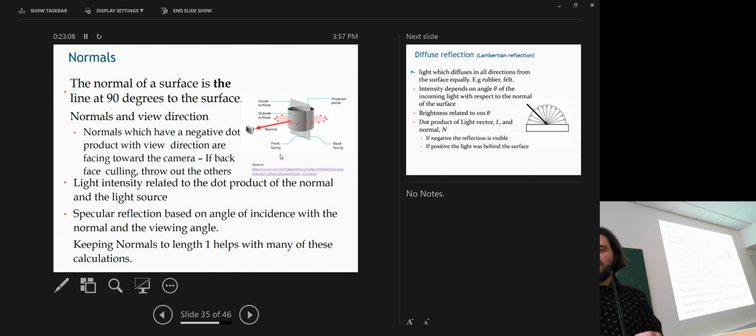And why are surface normals important? So the surface normal is the direction that is 90 degrees to the surface. So we have light coming, we have light reflected, and this one is 90 degrees towards the surface.